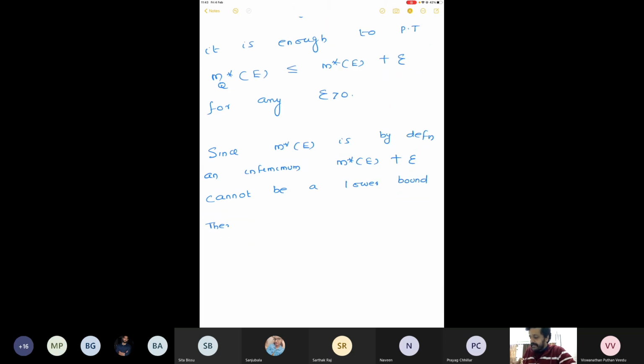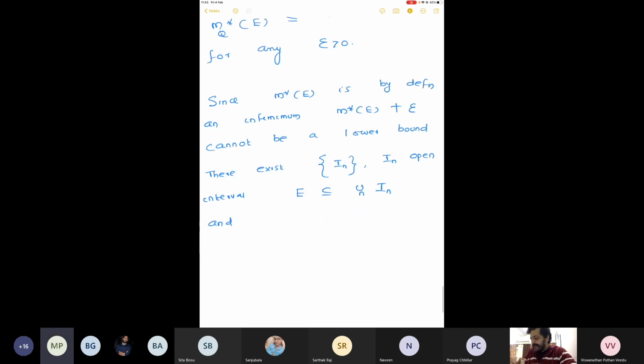There exists I_n's. In the definition of m star E, we are trying to get open intervals without any restriction on endpoints. There exists I_n's, open intervals, E is contained in the union of I_n, and the summation of the length of I_n is less than or equal to m star of E plus epsilon. This much you know from the definition of m star E and the property of greatest lower bound.